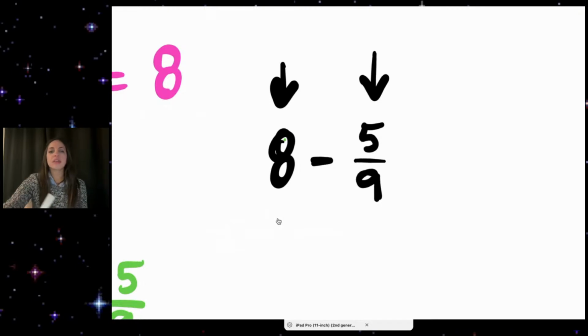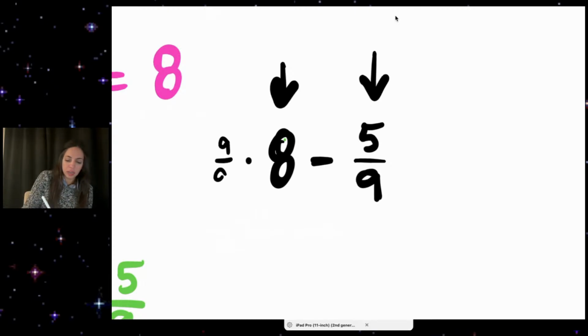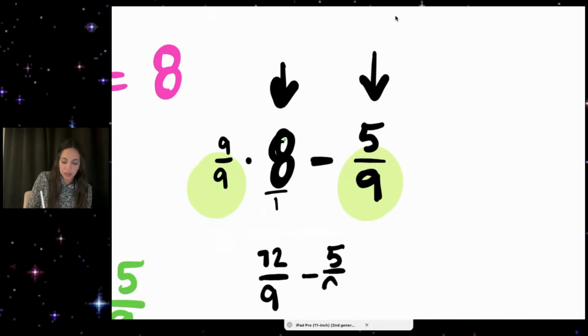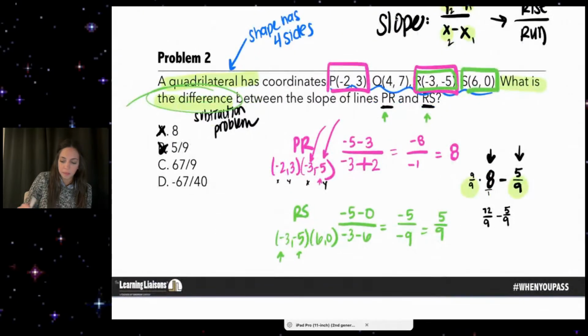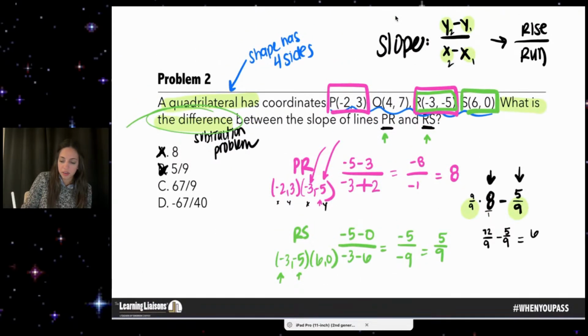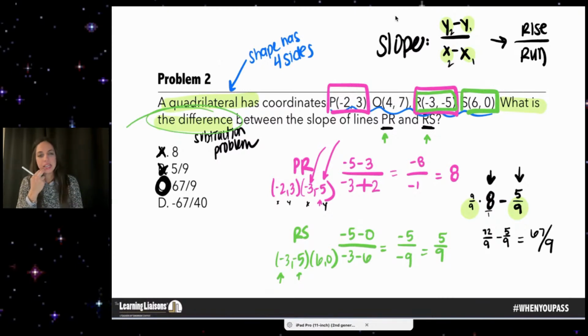Make them common denominators. How do I get them to be common denominators? Multiply this by 9 over 9. You got it, because I want them to be ninths. 9 times 8 is 72. Minus 5 ninths. 72 minus 5 is 67. So my answer is 67 ninths. Questions about that problem?